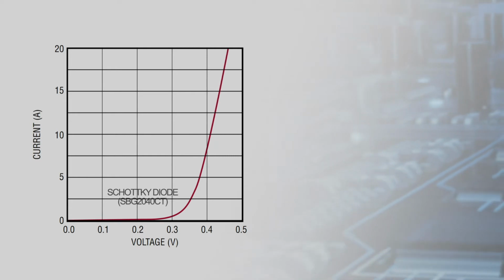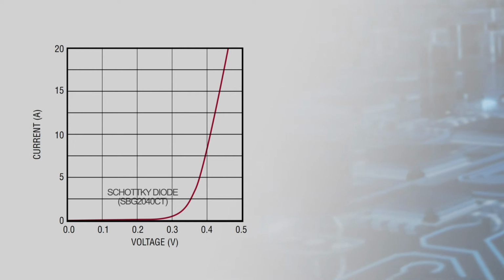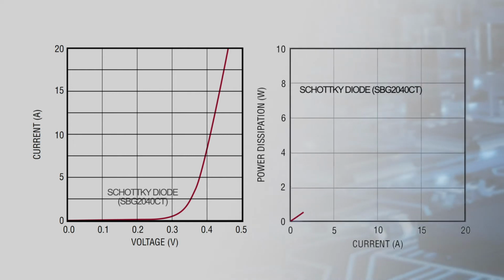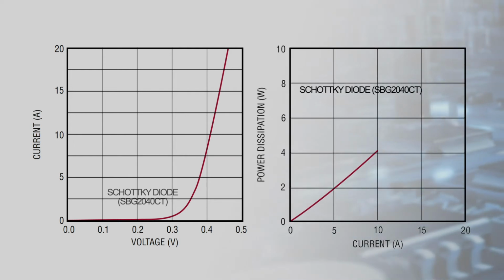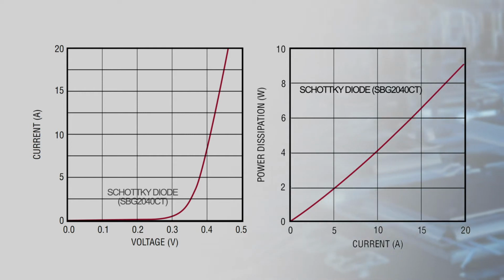The forward voltage drop across the diode can cause issues in low voltage applications with very little headroom. The forward voltage drop also results in significant power dissipation as current increases, which requires larger heat sinks that increase the design size and weight.